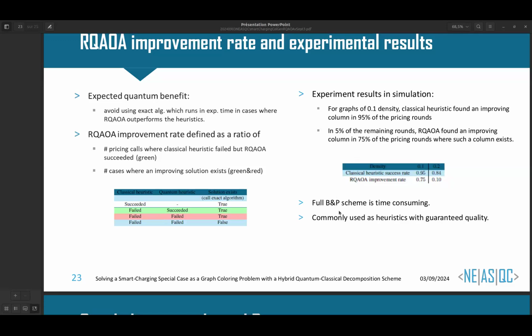Obviously, the full branch and price scheme is really time consuming, and usually, as I said before, we are not using it in its full version, but instead we use it as a heuristic, but with a guaranteed quality. Because what I didn't say at first is that when we use column generation, with the reformulation of the original problem, it improves the quality of the bound, and then we obtain better relaxation, and that's what helps to increase the size at which we could solve the problem with a good quality.